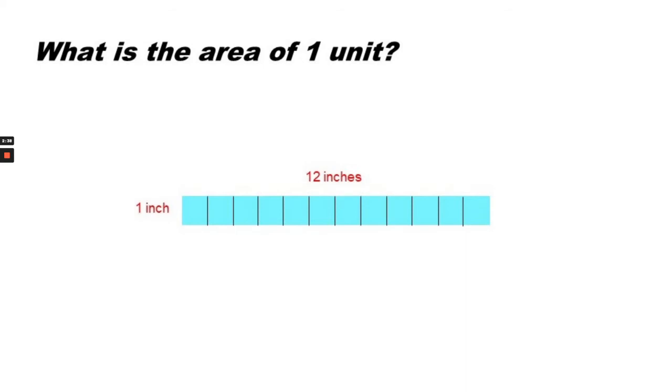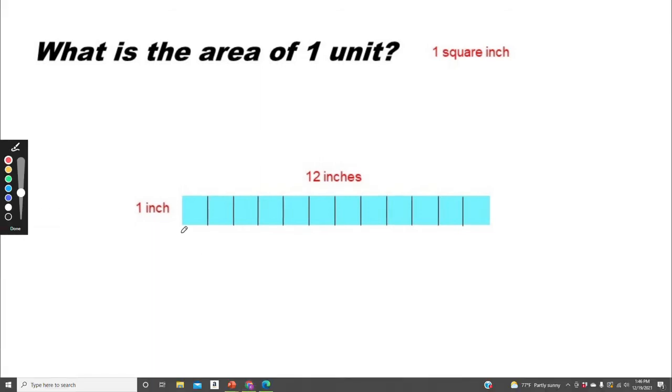What is the area of 1 unit? Remember that the strip is 1 inch wide and each square is 1 inch long. So we can say that 1 unit is 1 inch by 1 inch or 1 square inch.